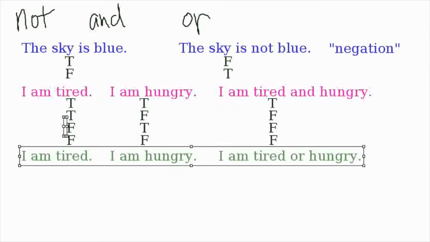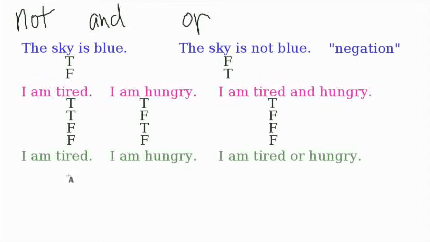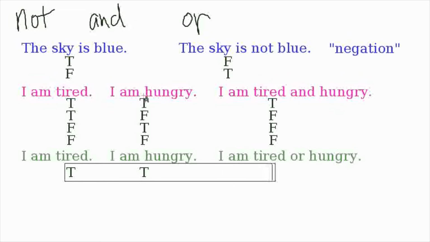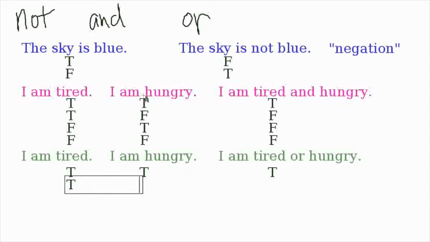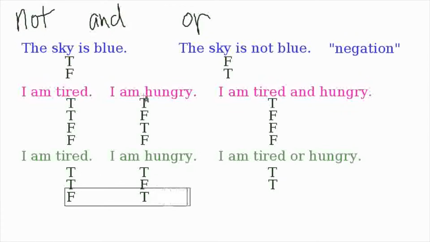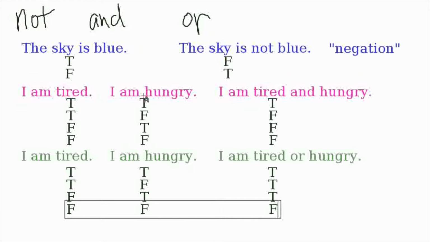Okay? Now we said the or had lower standards. Let's look at all the combinations there. So if I'm tired and hungry, so they're both true, then more than enough requirements for being tired or hungry. And then I'm tired but not hungry, so true and false. That one is still true. False and true, so this time I'm not tired but I am hungry. That also gets a true. And then I'm neither tired nor hungry. That is the only false.